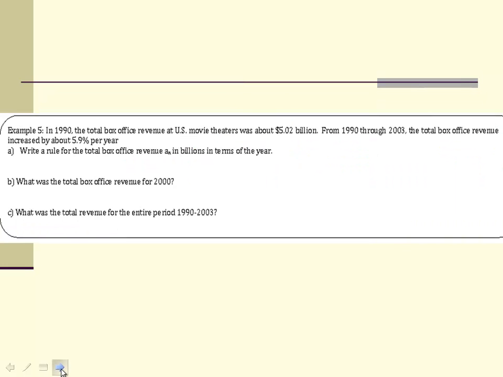All right, let's talk story problem. In 1990, the revenue for movies was $5.02 billion. From 1990 through 2003, the box office increased by 5.9%. Guess what? That's our r. And here's my a sub 1. Write a rule in billions. Because all of our values are in billions, we're going to leave it there.